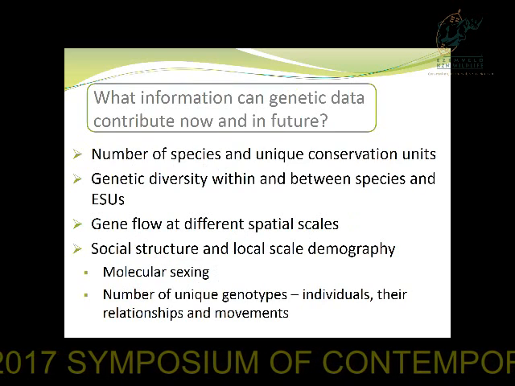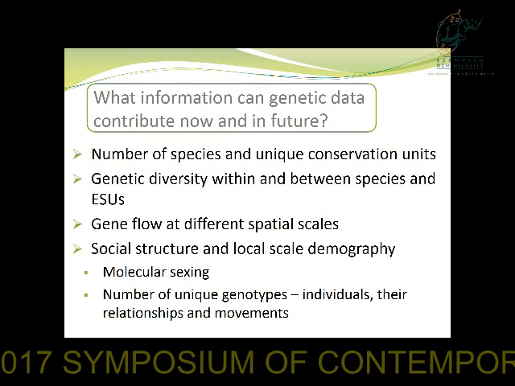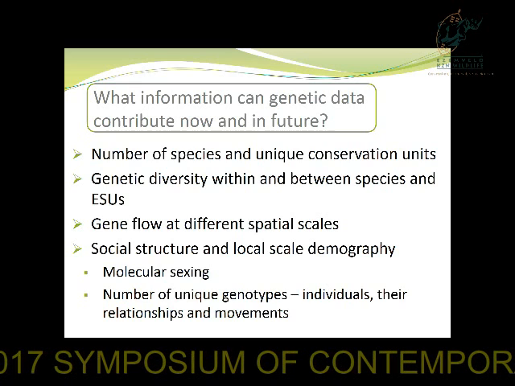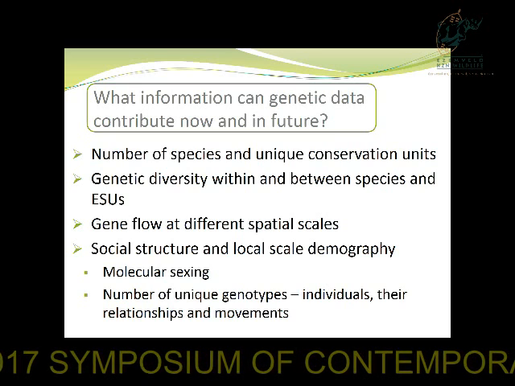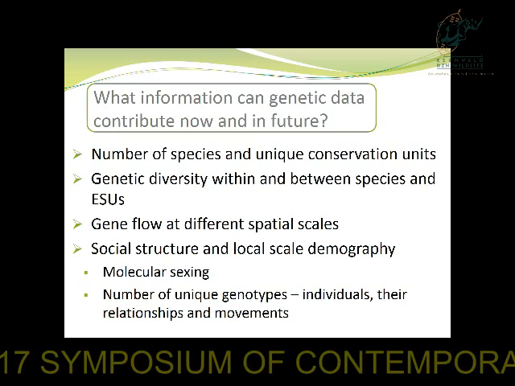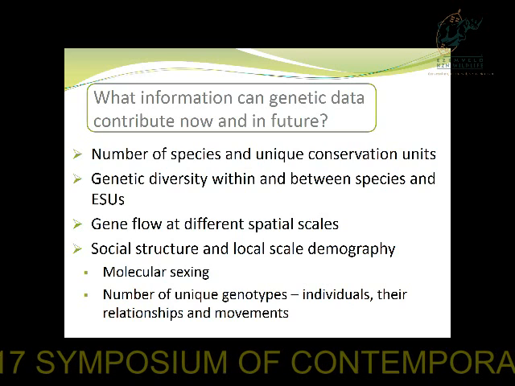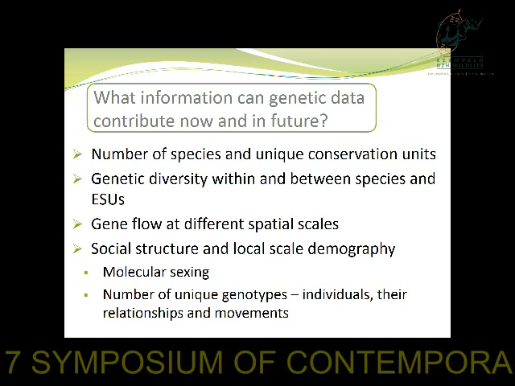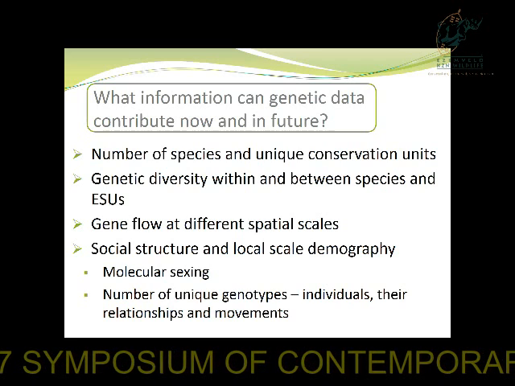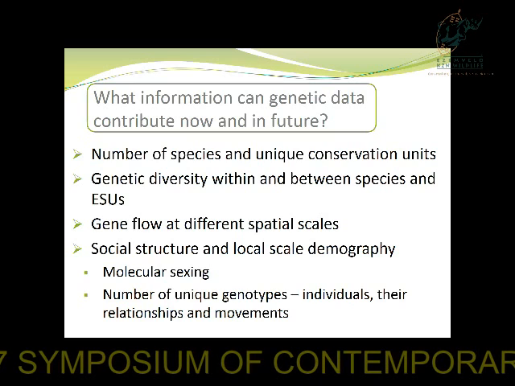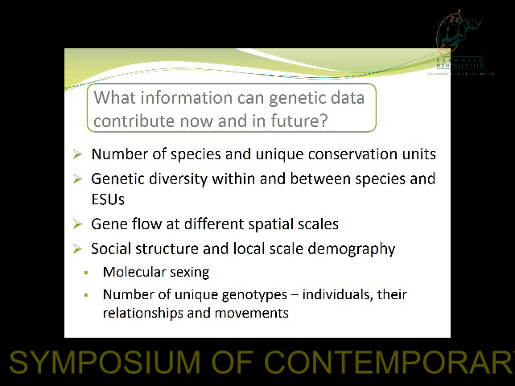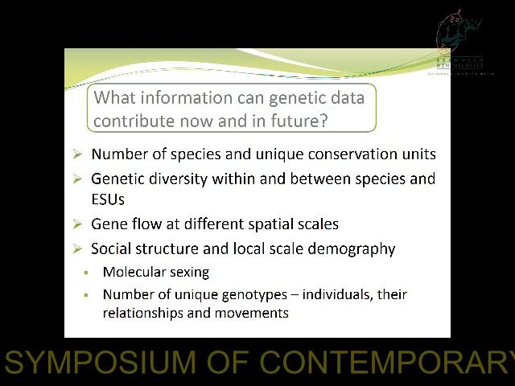So, as I said, we are geneticists, so how do we add to this? Well, firstly, by looking at a large number of samples, we are able to say maybe there's this and this and this number of species. We are able to determine the genetic diversity that's going on. We can determine the gene flow that's taking place, as well as the social structure, by making use of molecular sexing markers, as well as the number of unique genotypes that we pick up, but this I will explain a bit more in detail further on.